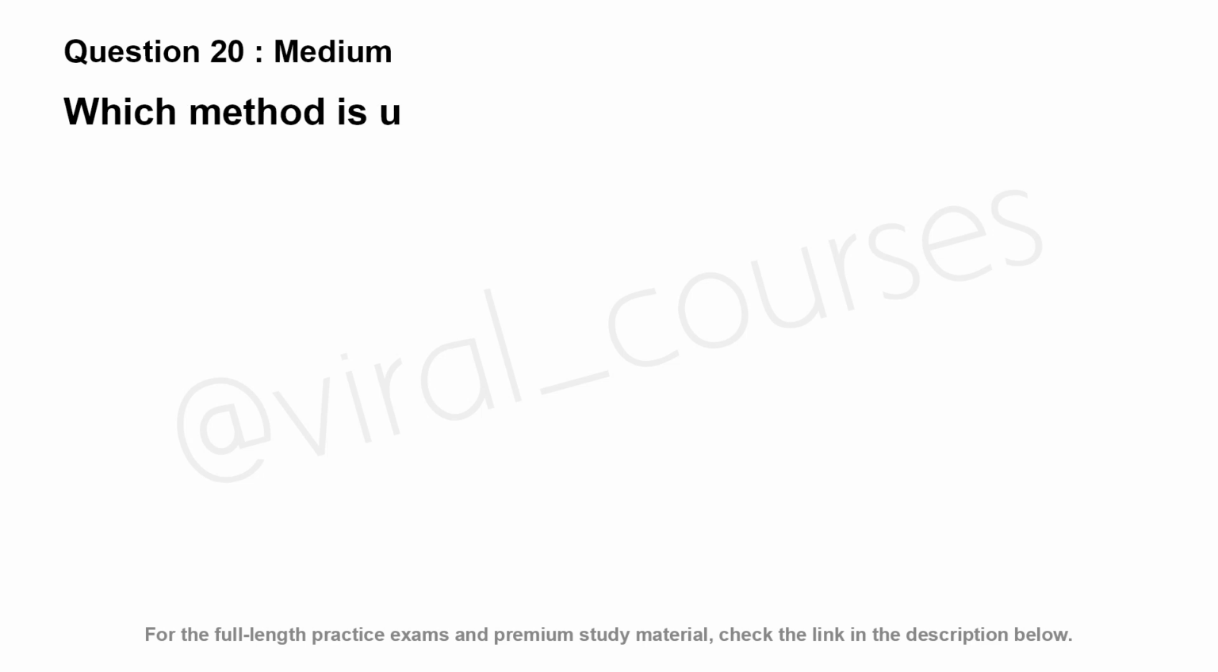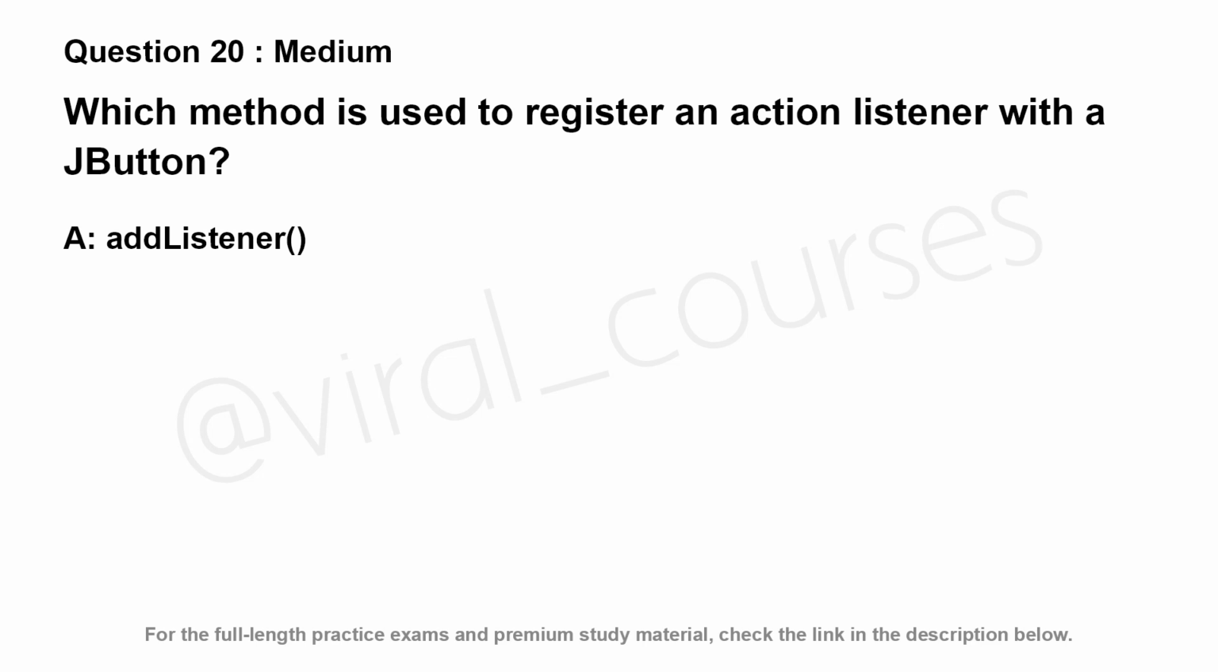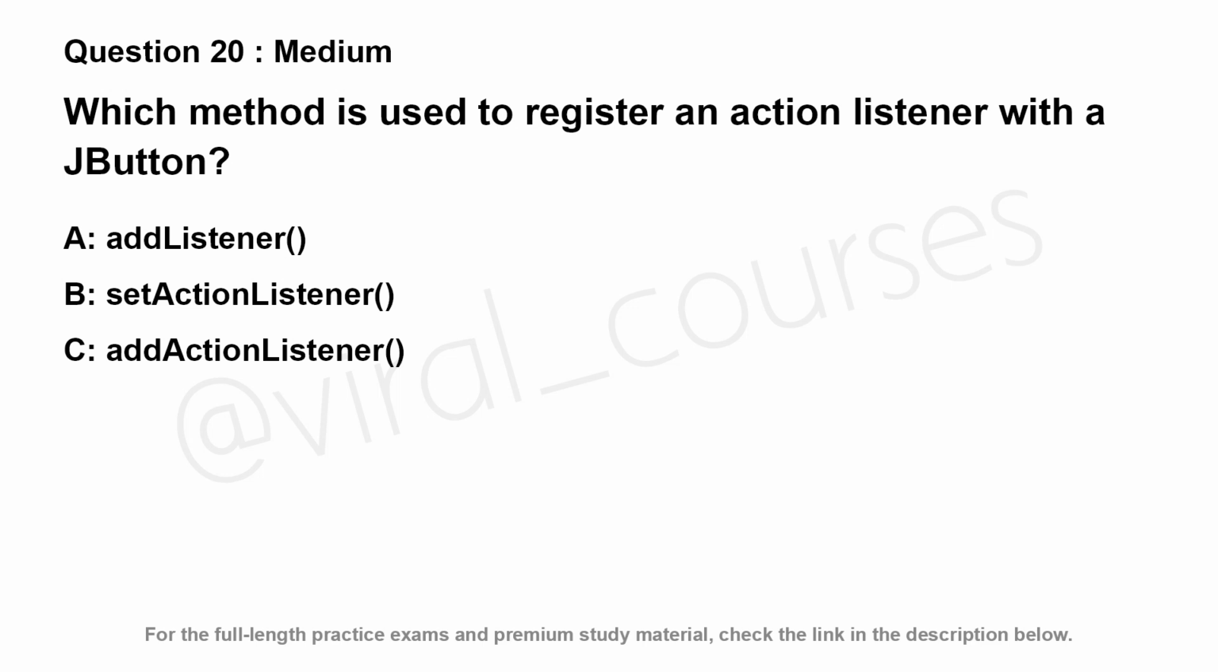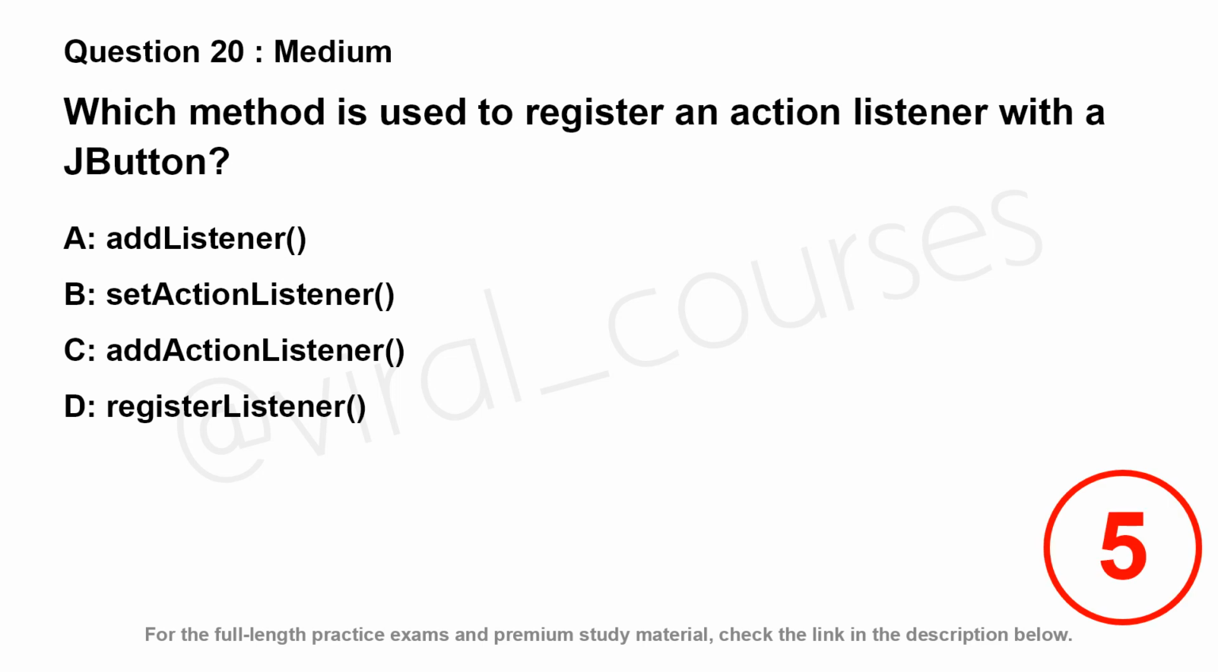Which method is used to register an action listener with a JButton? Option A, addListener. Option B, setActionListener. Option C, addActionListener. Option D, registerListener.